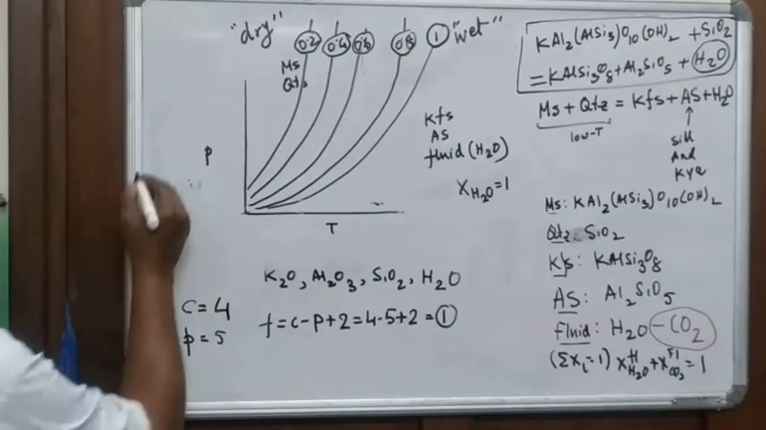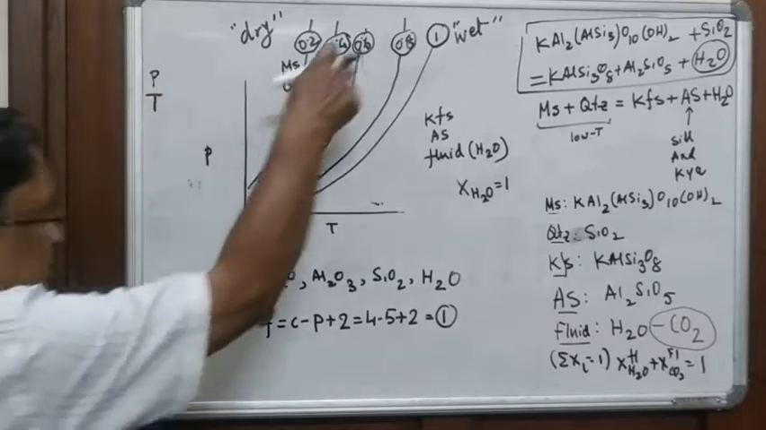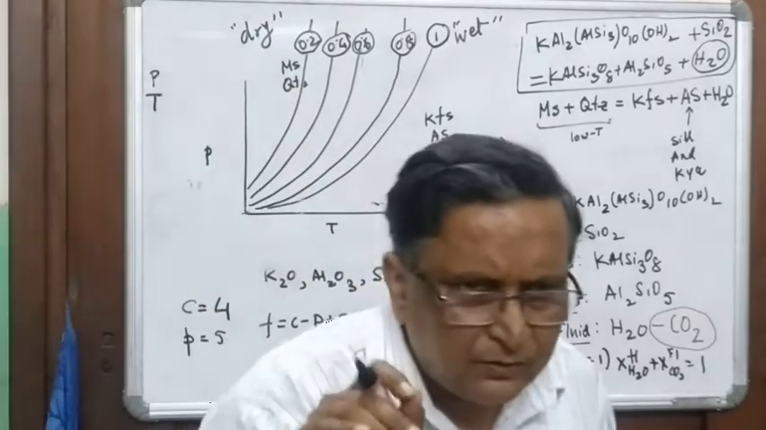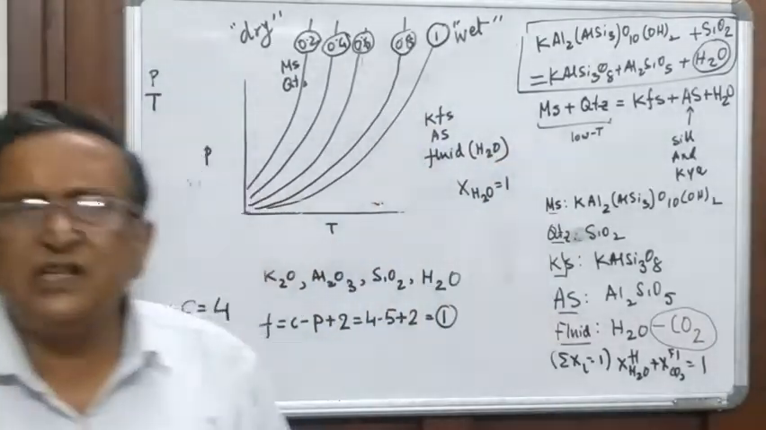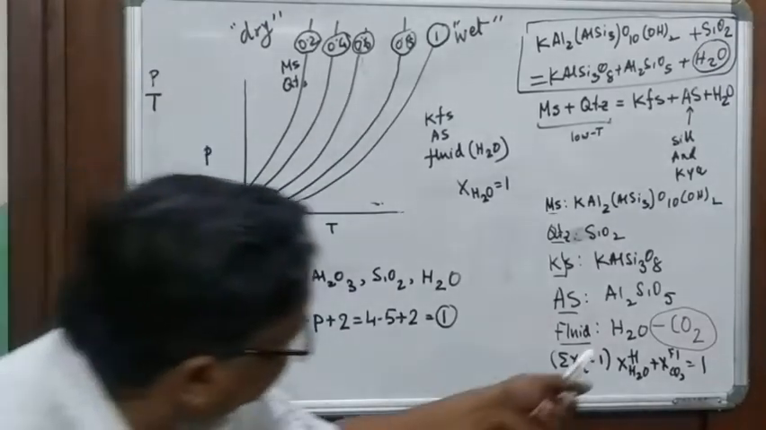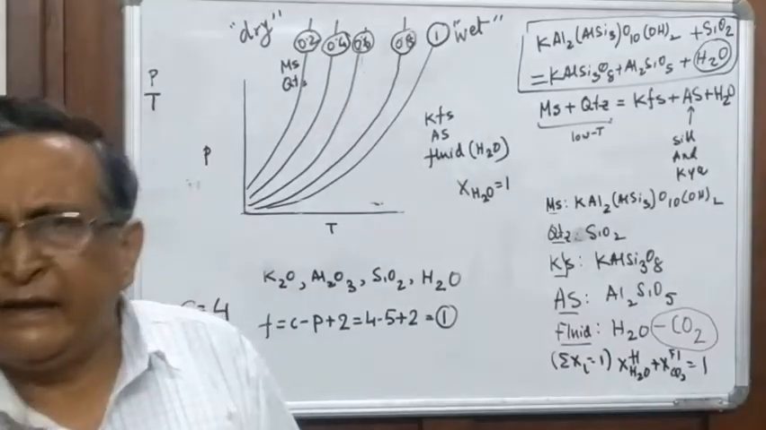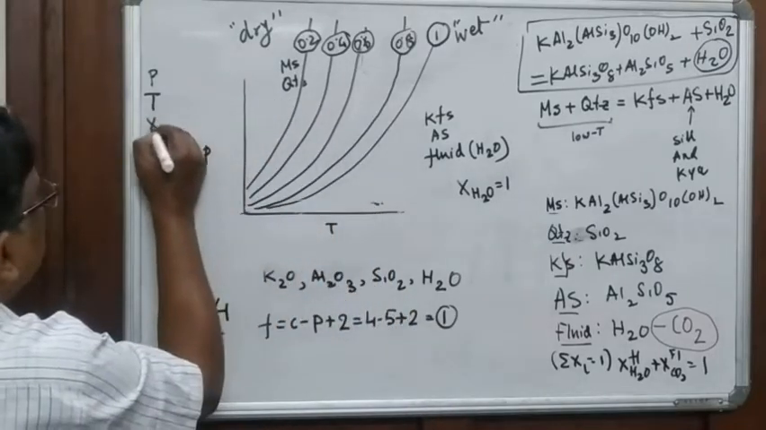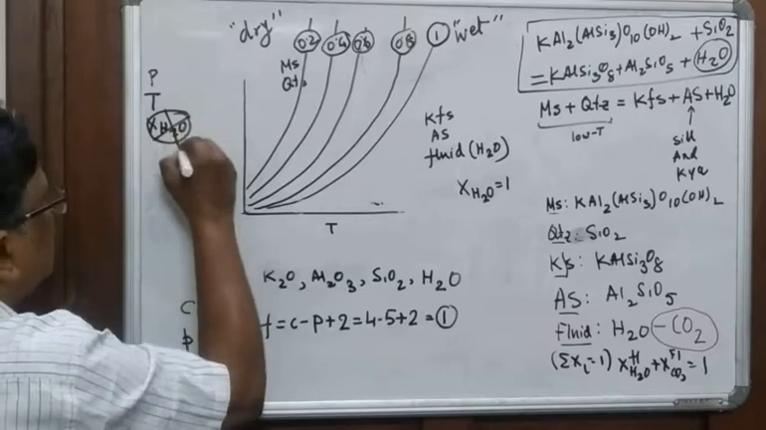You can see here pressure and temperature. These are the 2 variables of this line. Is there any other variable? Say for example XH2O. What is the variable? But the value is already quantified, isn't it? We have taken pure H2O. So the variable is already quantified. So that XH2O is not a variable.